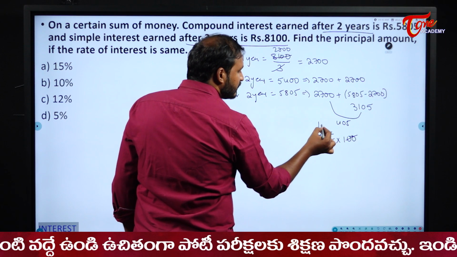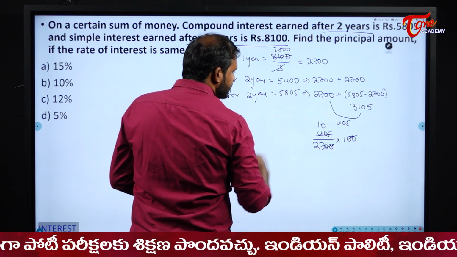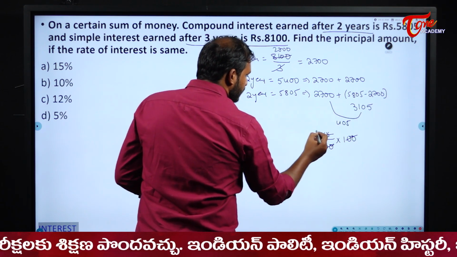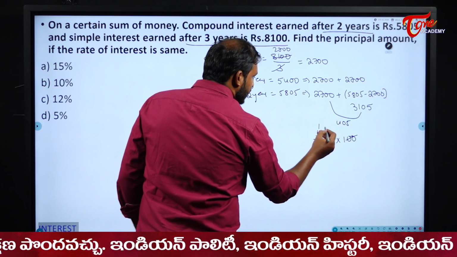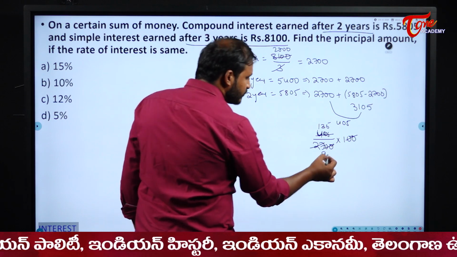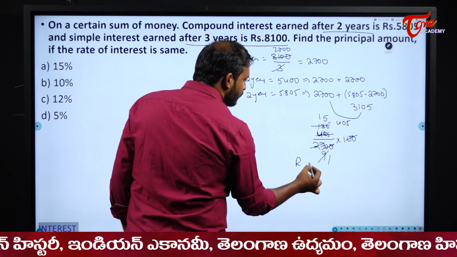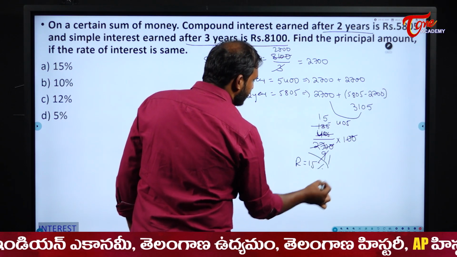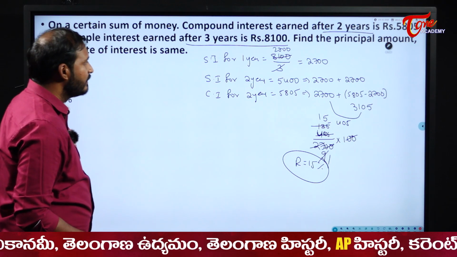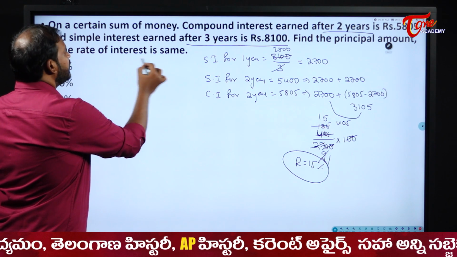3 ones are, 3 zeros are, and 3 ones are, 3 threes are, and 5s are 405, right? 135. And what you will get here? 9 times. Now at least you should get the idea. 9 ones, 9 15s. So the rate of interest here is how much? 15%. But what they are asking us here, find the principal amount if the rate of interest is same.